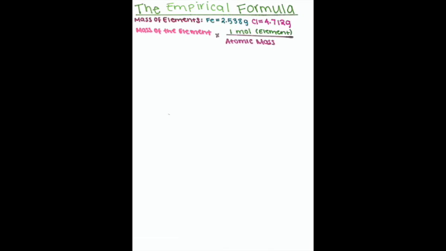To calculate the empirical formula, we are going to be using this formula: the mass of the element times 1 mole of the element divided by the atomic mass of the same element.